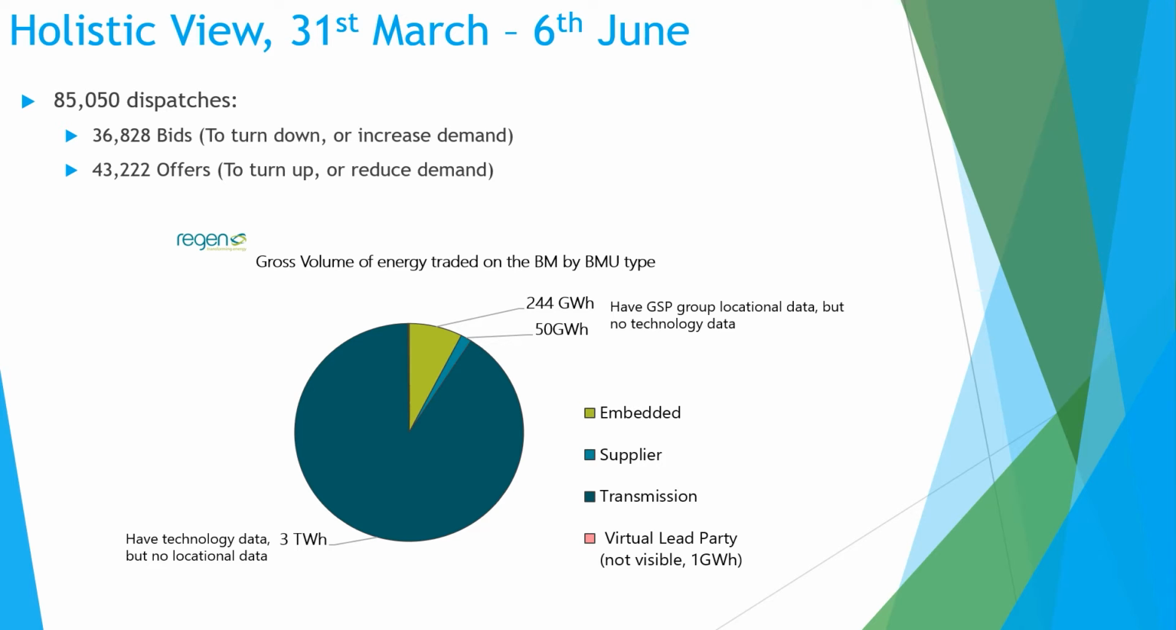And here we have the gross volume of energy traded on the balancing mechanism by asset type. So you have those assets on the transmission grid, which are accounting for the majority of volume being traded on the balancing mechanism. And this is that slice for which we have technology data, but no location data. And then you have embedded units, accounting for the smaller section of energy traded. And this is the group for which you have location data, but no technology data.